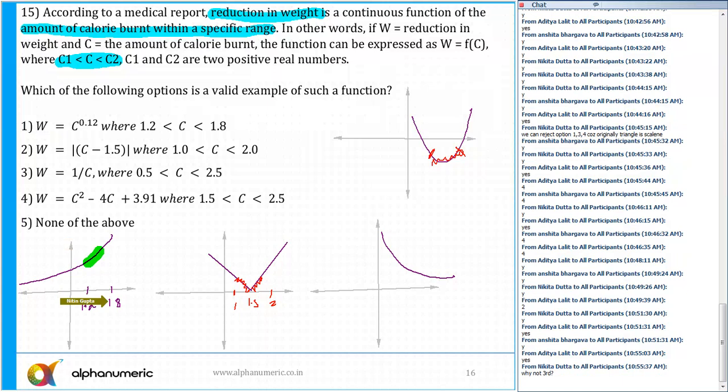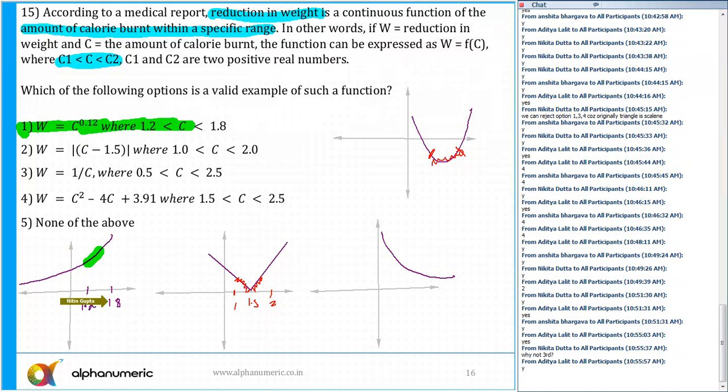Third, it is decreasing. Nikita, if you are burning more calorie, then weight is going to decrease in a particular range, isn't it? So that's why the answer can't be option C. Clear now? If you are burning more calorie, the weight will decrease.